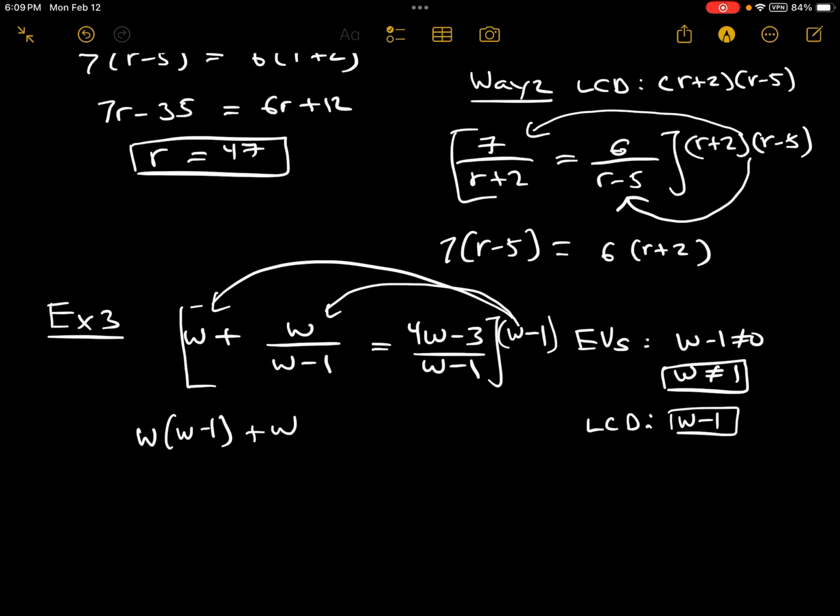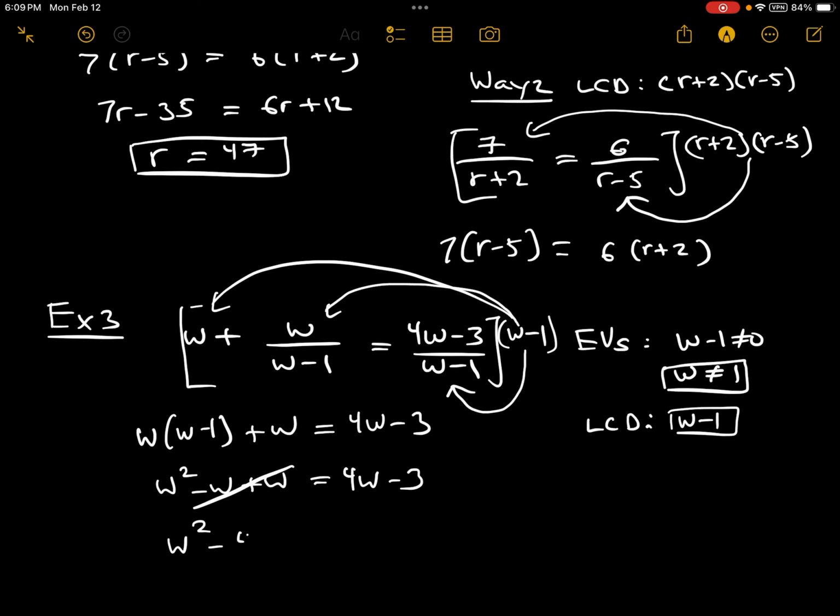All right, so this time when you combine like terms, it looks like you're going to end up with a quadratic, W squared minus W plus W. Looks like those W's will cancel out. And let's move the remaining two terms here to the right side of the equation. So subtract 4W, plus 3 is equal to 0. And then you actually end up with a nice factorable trinomial. W minus 3, W minus 1 equal to 0. You're going to get W is equal to 3 or W is equal to 1.